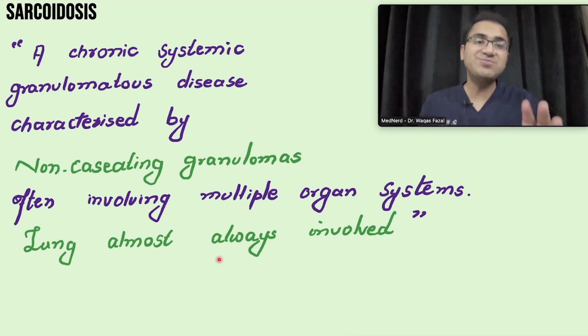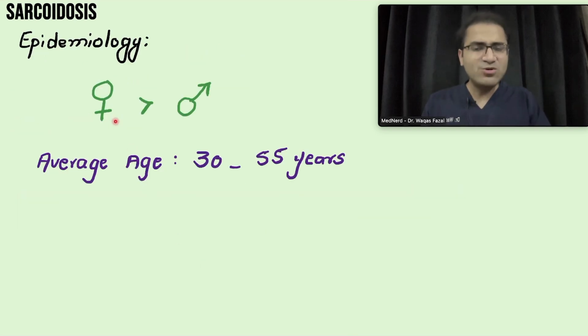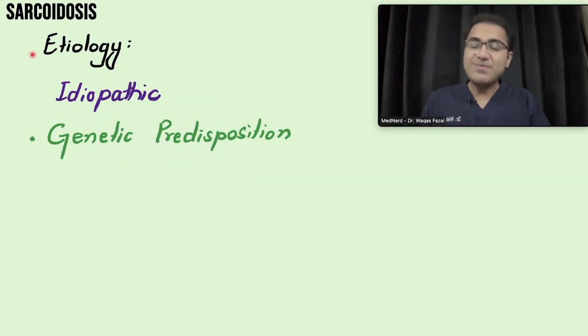In almost 90% of the cases, the lungs are involved in patients with sarcoidosis. It most commonly affects females as compared to males, and the average age of this disease is from 30 to 55 years. Remember, the cause of sarcoidosis is not understood yet. It is most likely an idiopathic condition. We don't know why it happens.